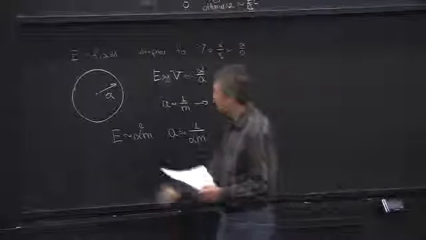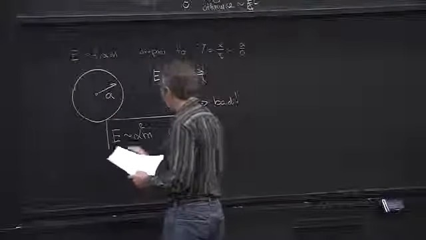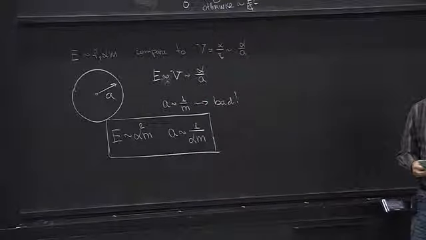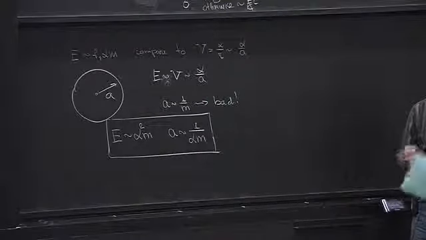So the hydrogen atom is 100 times bigger than the Compton wavelength of the electron.